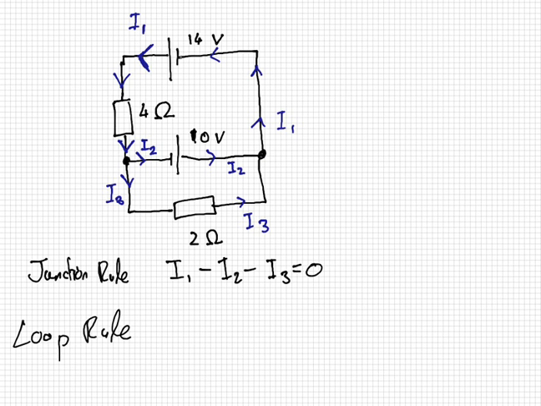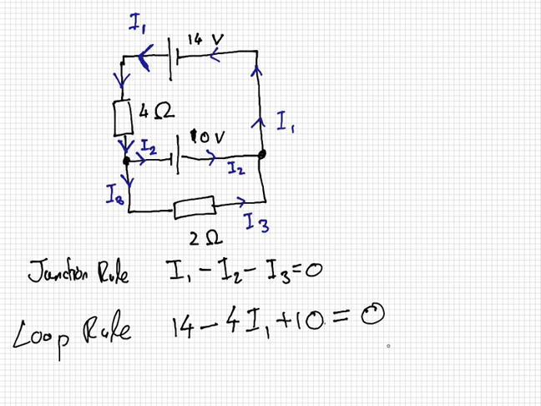Let's start here. What's the voltage here? 14. Minus, which I? I1. Now, here, gain or lose 10 volts? Gain. Plus 10. Equal, plus 10 equals 0.